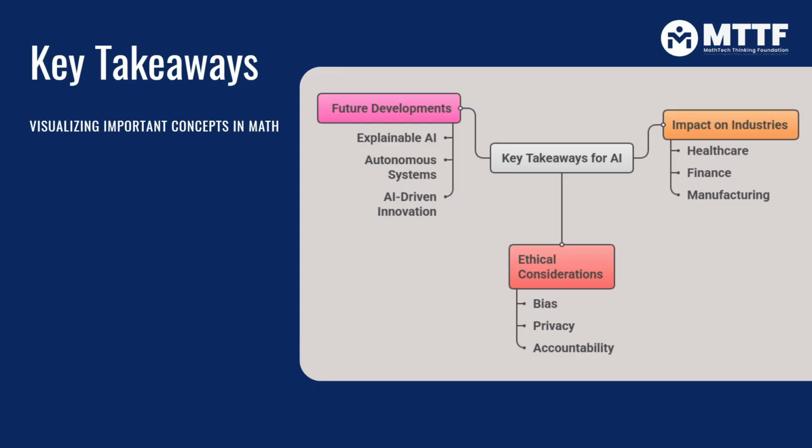With this impact comes a responsibility. Ethical considerations such as bias, privacy, and accountability must be addressed. Mathematical models reflect the data they are trained on, making ethical awareness essential in AI development. Looking ahead, the future of AI points towards explainable AI, autonomous systems, and continued AI-driven innovation. These advances will rely ever more heavily on a strong mathematical foundation. In closing, mathematics is not just a subject behind AI, it is the reason intelligent machines exist.